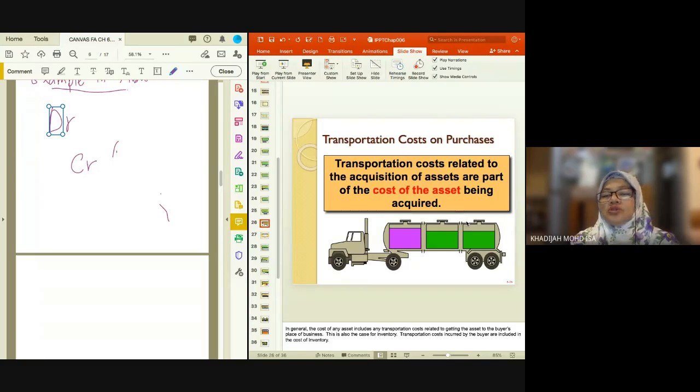The machine costs you 5,000 ringgit, but the transportation cost is 500. So now you have to put the cost of the machine is 5,000 plus 500. So the transportation cost on the purchases will be embedded into the cost of the asset.